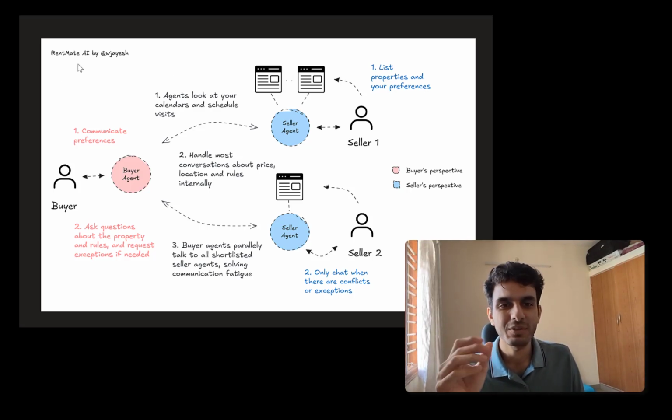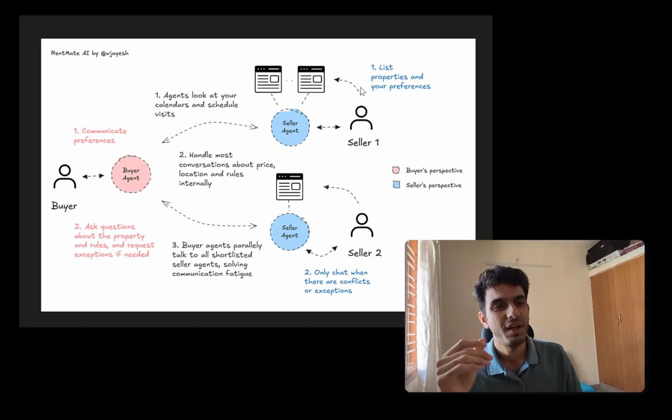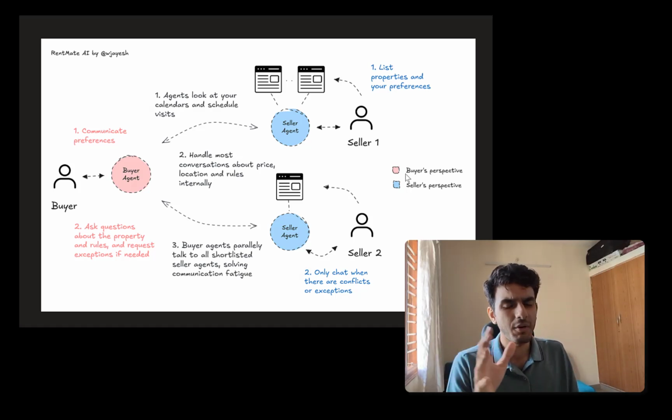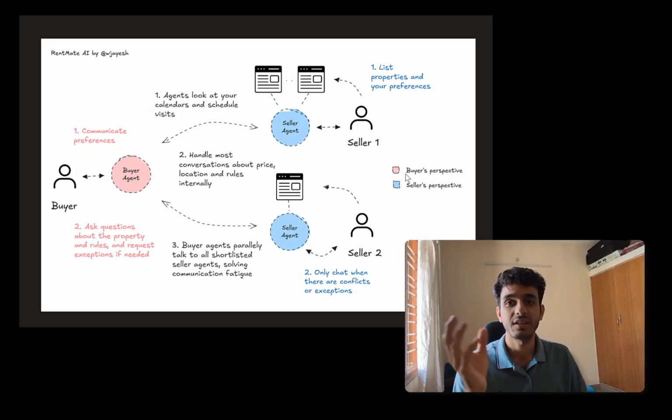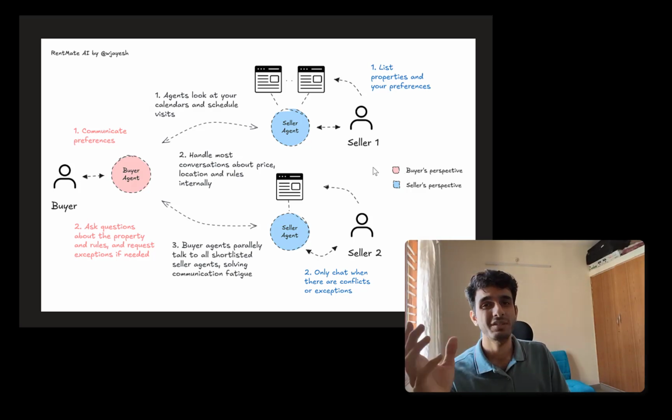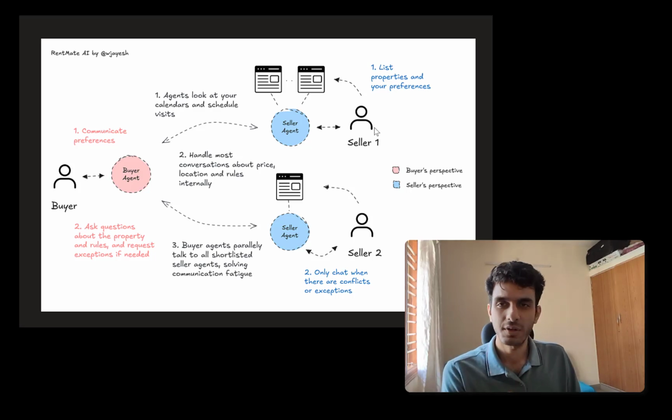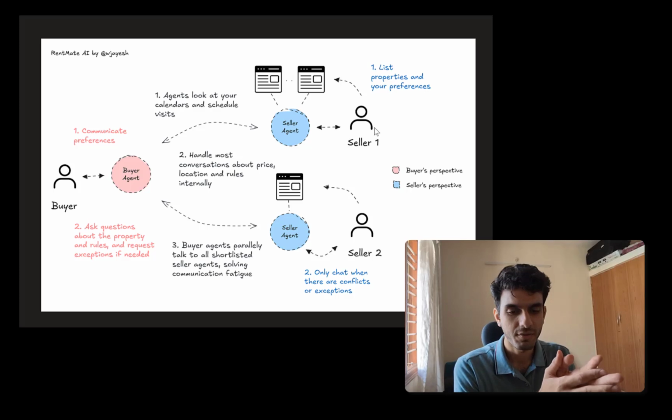So the diagram that you see in front of you represents the system. And let's talk about it from both the buyer's and the seller's perspective. So let's start with the seller. How does the property get onto that platform? As a seller, you upload your properties along with details and other stuff. And you also list out your preferences. That's a one-time job.